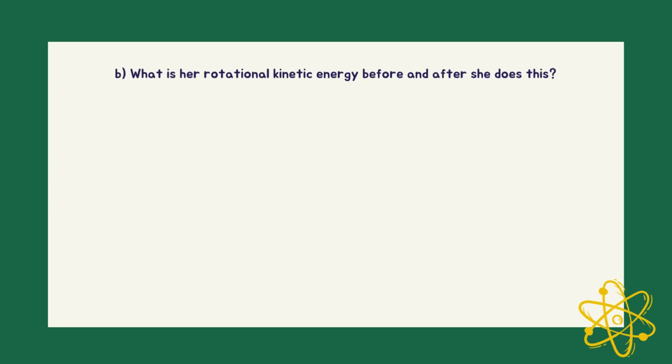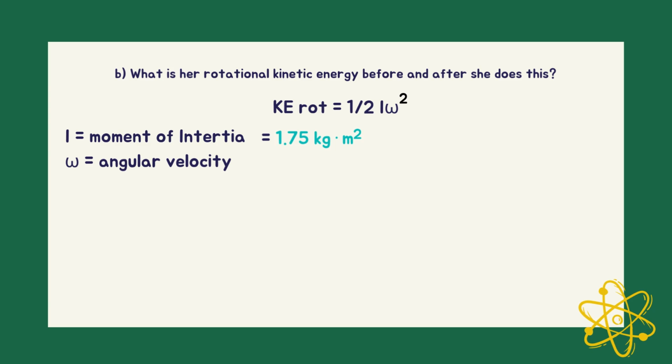And finally, let's determine her rotational kinetic energy before and after she brings her arms in. For this problem, we will use the formula for rotational kinetic energy, which is 1/2 moment of inertia times angular velocity squared. So let's start off with before she brings her arms in, when her arms are extended. With the provided information, we can determine that her moment of inertia is 1.75 kilograms per meter squared, and her angular velocity is 0.6 revolutions per second.